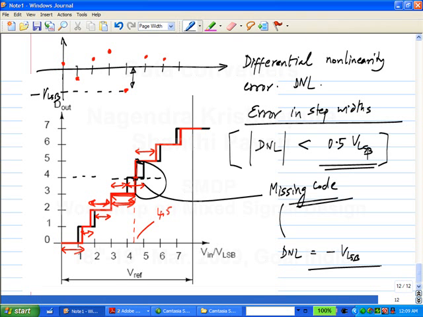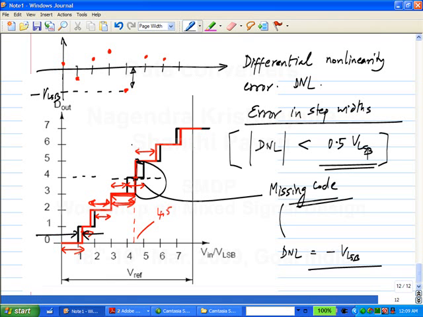Okay. So there are other errors like gain and offset, which I won't go through now. Maybe we can review that later, because this has taken quite a long time. But the gain and offset are related to the error in the very first step and the error in the last step. Okay. We'll take care of that later. But the main types are this integral nonlinearity error, which says where the transitions are with respect to the ideal positions, and differential nonlinearity error, which tells you how wide each step is compared to the ideal values. Okay. Any questions on this?